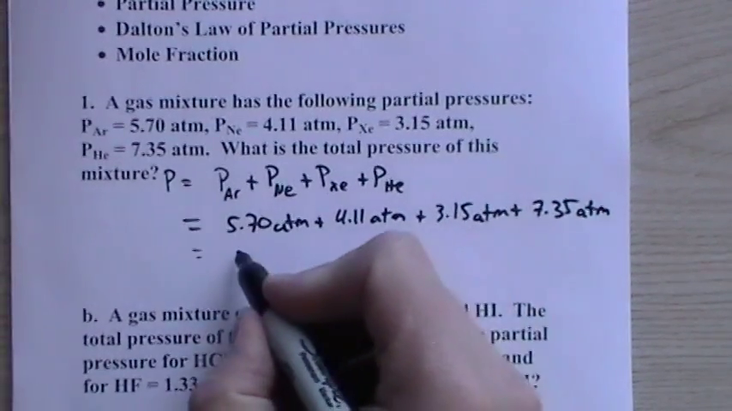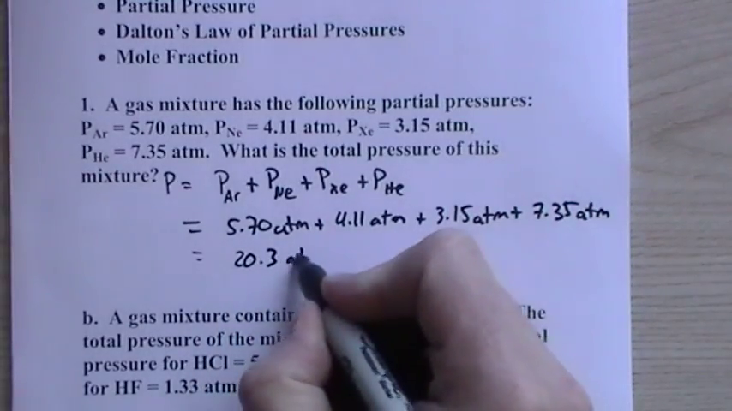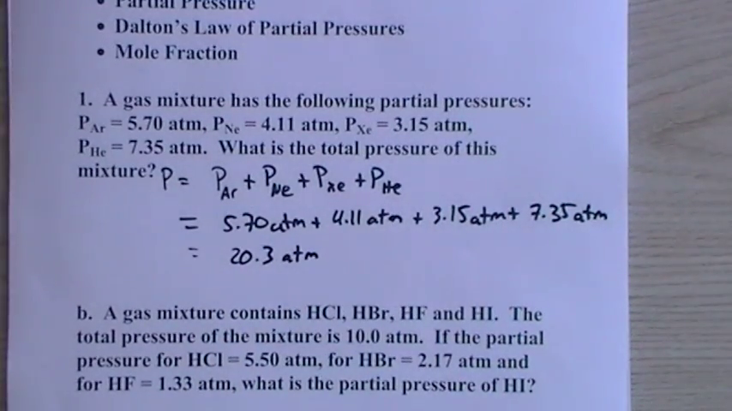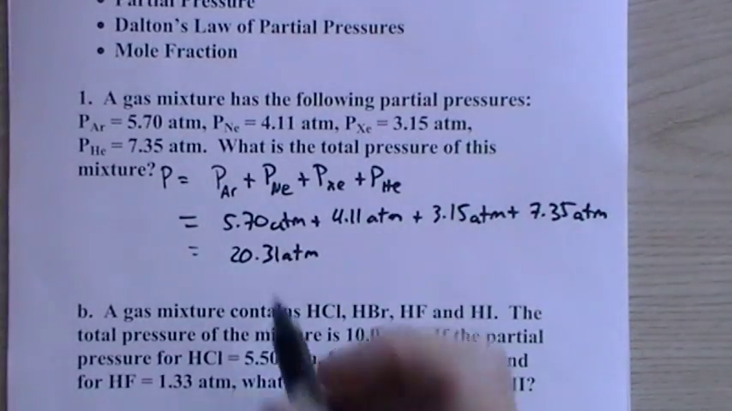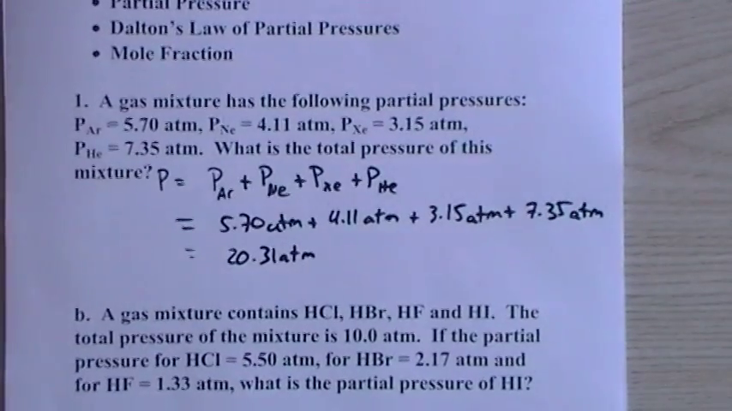So this is 20.3 atmospheres. Let me double check that. And actually it's 20.31 because we're adding them, so we go out to the hundredths place.